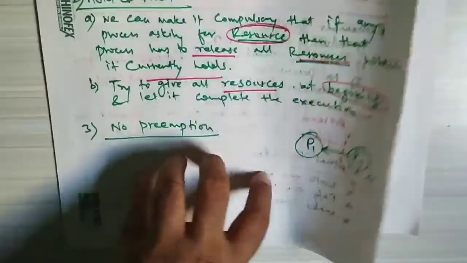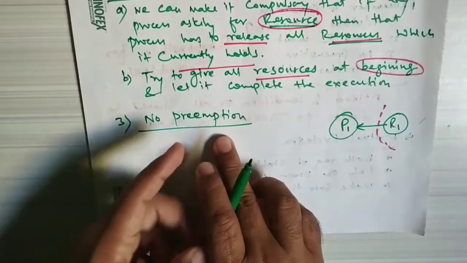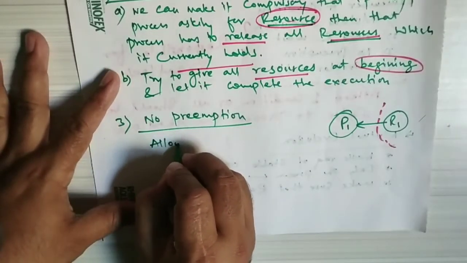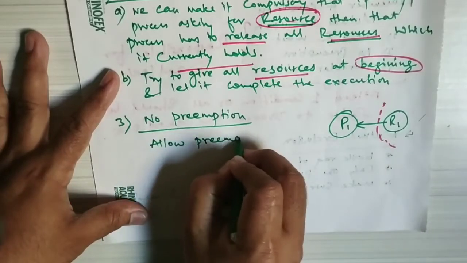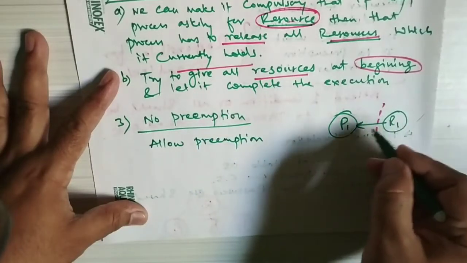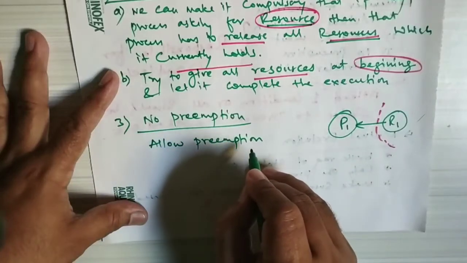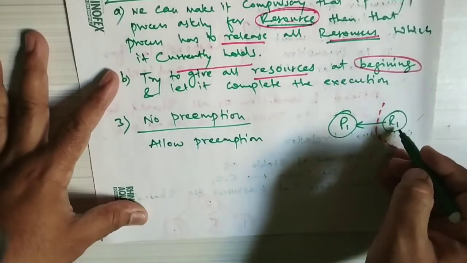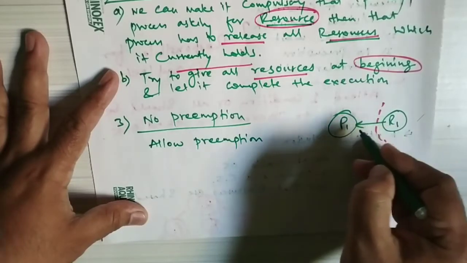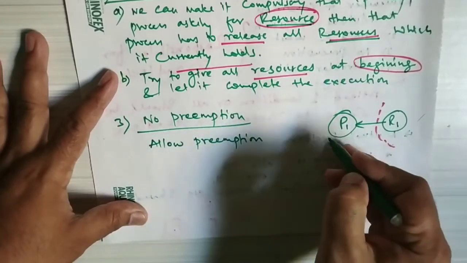Okay, so to make this condition false, we have to allow the preemption. Okay, if we allow the preemption, then only we can preempt the resources from the currently running process. Okay, if we allow the preemption, then we can forcibly take, or remove, the resource from a currently running process. Okay, if we do so, then the deadlock can be prevented.